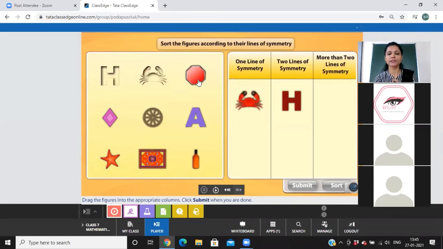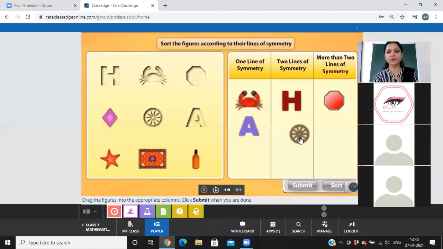What about this octagon? More than two. Very good. We will learn further about these regular polygons. So this octagon will have more than two lines of symmetry. This alphabet A, one line of symmetry, one vertical line of symmetry. Shabash. This circular wheel, more than two lines of symmetry.